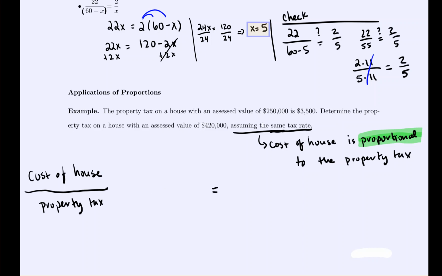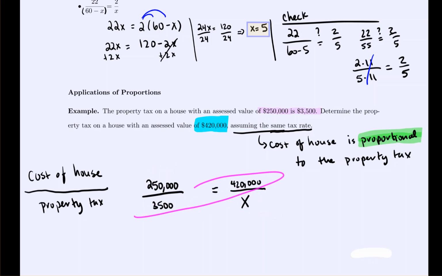For the first expression, we know both the cost of the house and the property tax. So that would be for the cost of the house of $250,000 divided by the property tax of $3,500 should be equal to, and now we're going to try to match this with the more expensive house. But in the more expensive house, we only know that the cost is $420,000. We do not know the property tax, so let's call that X.